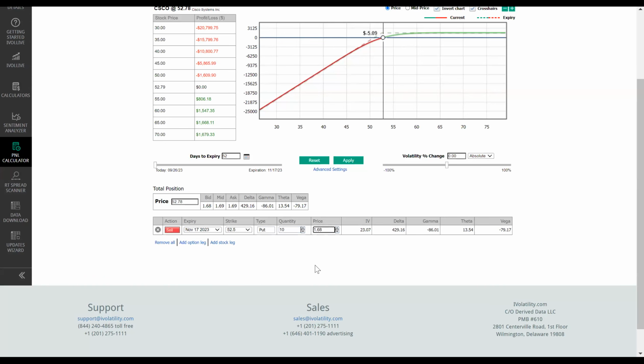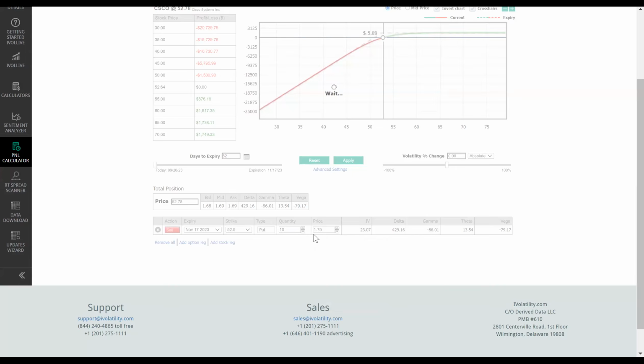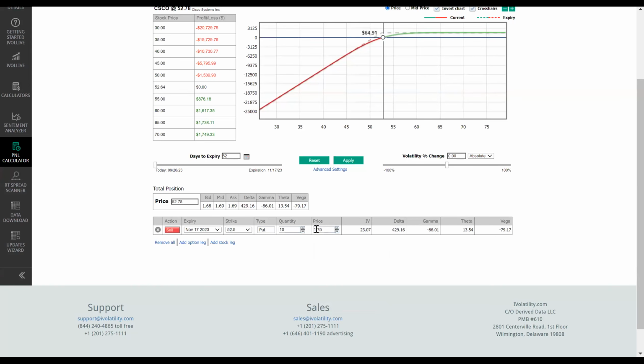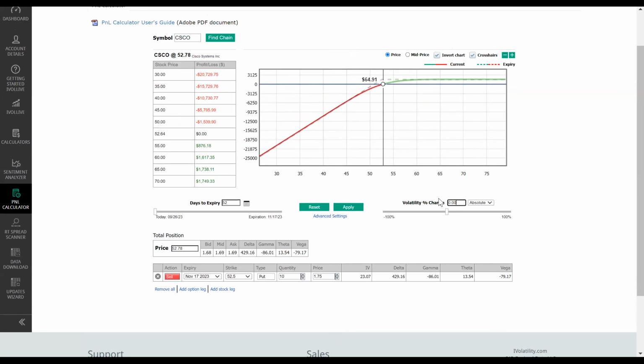Let's say my broker gets me a better price. So instead of $1.68, I get $1.75 per share. Each option contract covers 100 shares, so that'd be 175 per contract times 10, which is 1,750 in income. I could see my implied volatility at 23. Here's my delta, my gamma, my theta. Since I'm selling this option, this is how much I'll be earning in time decay each day leading up to expiration. And then my vega, the sensitivity to changes in underlying volatility.